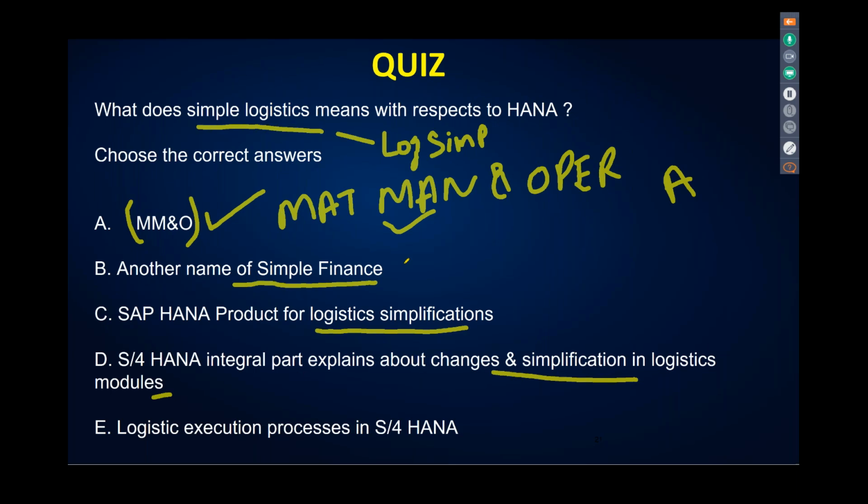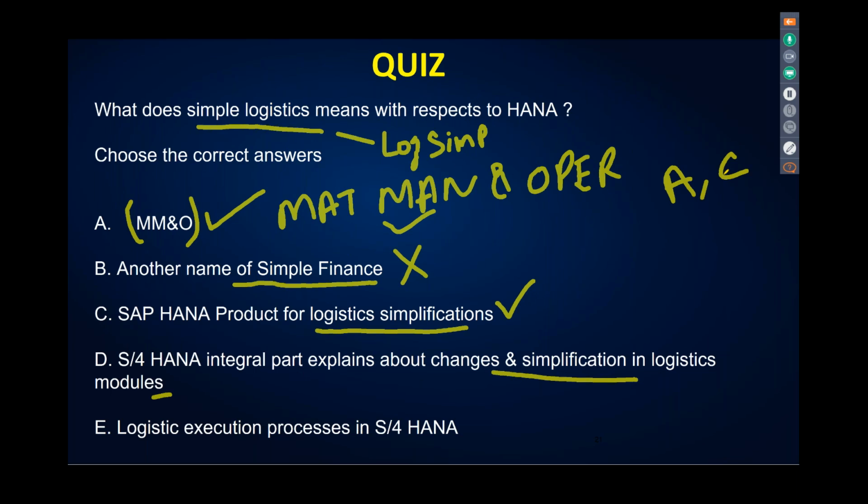Another name of simple finance? No, simple finance is a different product which talks about the simplification of finance. Simple logistics doesn't talk about that. Although simple logistics is not a separate product, that terminology doesn't talk about the simplification of finance. Third option is SAP HANA product for logistic simplification. Yes, that is a correct answer.